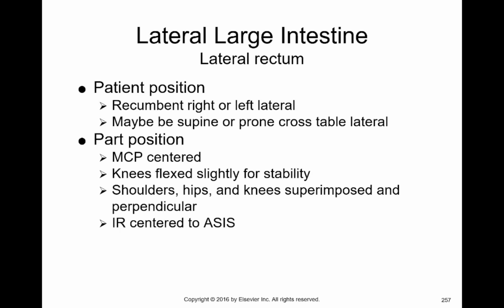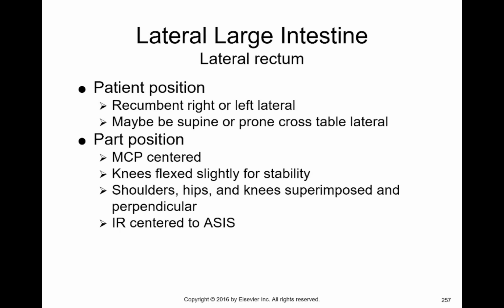But what we're going to do is position the mid-coronal plane to the image receptor, and rotate the patient up into a true lateral position so that, just like a lateral L spine, you would put the hips on top of each other, put the knees on top of each other, and flex the knees, which gives them a more stable base instead of laying there with their legs extended, and then put their feet on top of each other. Make sure the shoulders are superimposed as well.